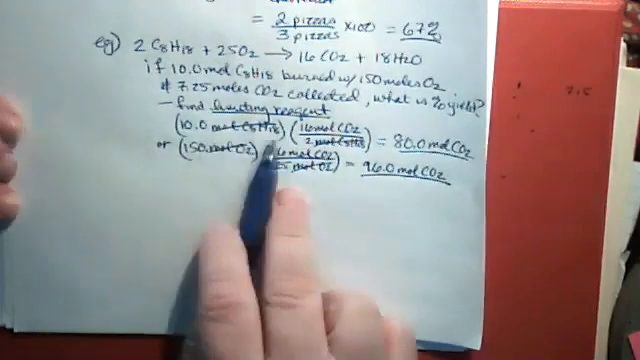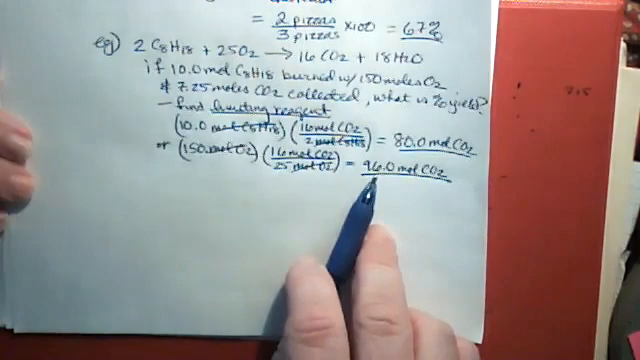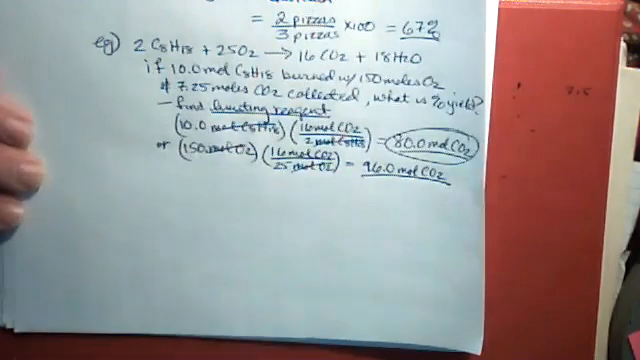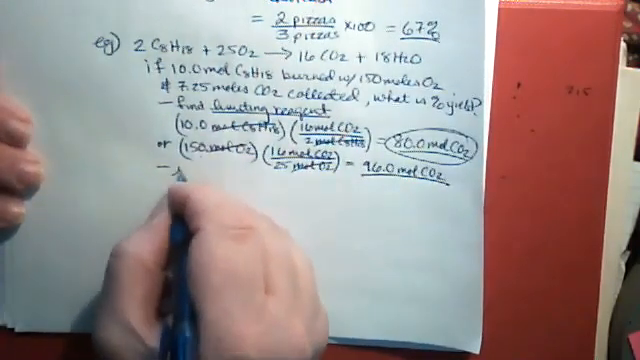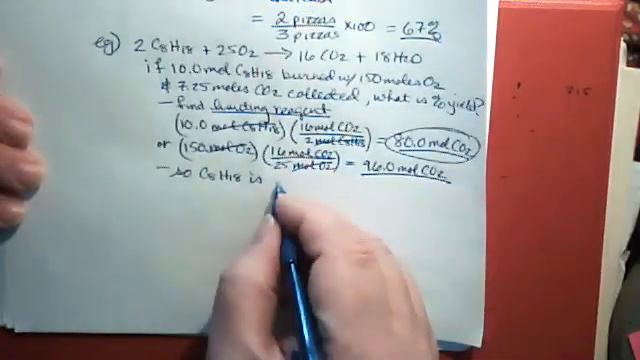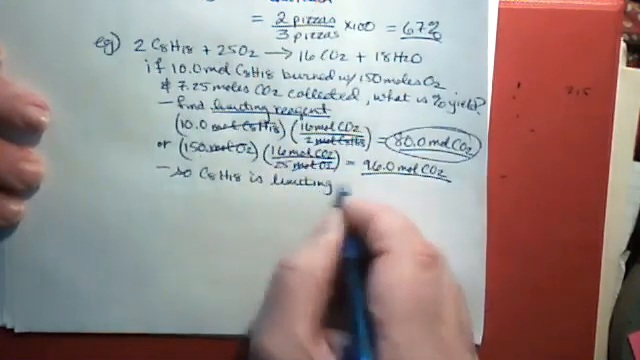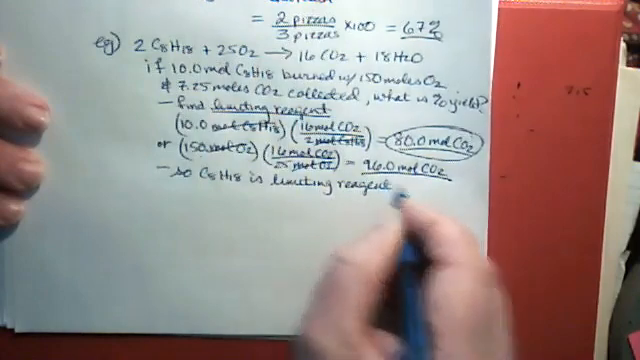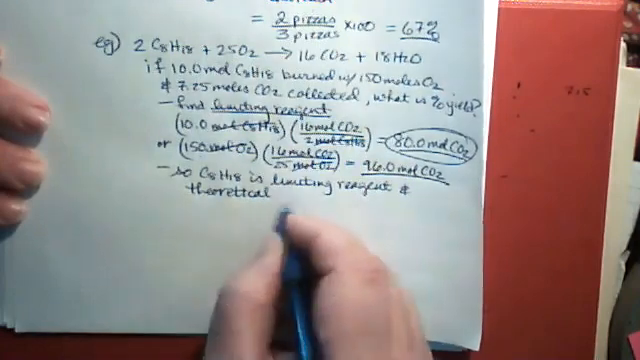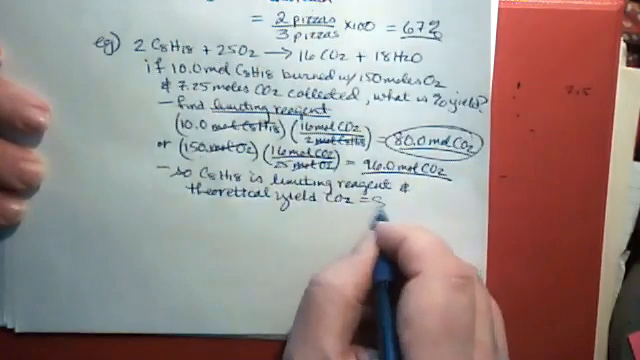So we have enough octane to make 80 moles of CO2. We have enough oxygen to make 96 moles of CO2. 80 is less than 96. And so octane is indeed the limiting reagent. And the theoretical yield of CO2 is 80 moles.